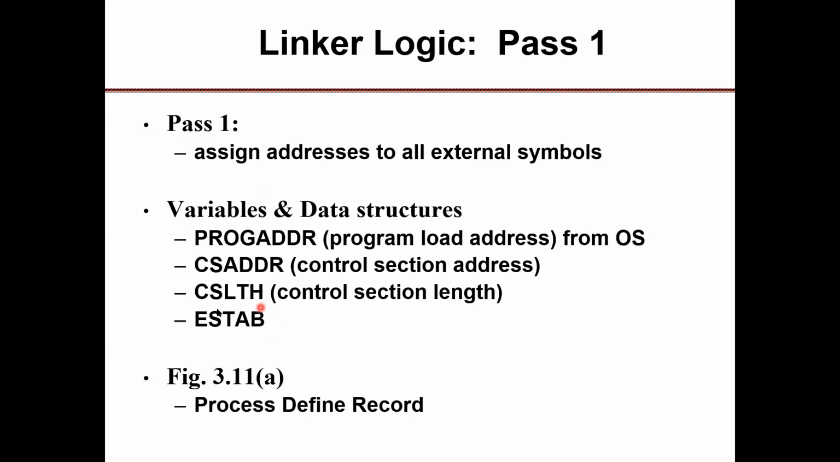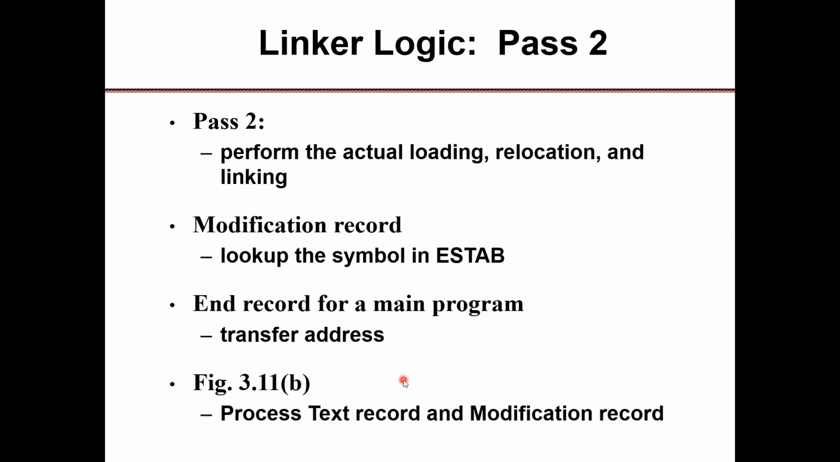The ES tab is the data structure, this table that we're creating, and then these are the three variables that are unique that we're going to manage it with. Okay, and then the process's own defined record is also something that the linker is going to need in order to make this work. And you can see that in your textbook in figure 3.11. Okay, so that's all being done in pass 1.